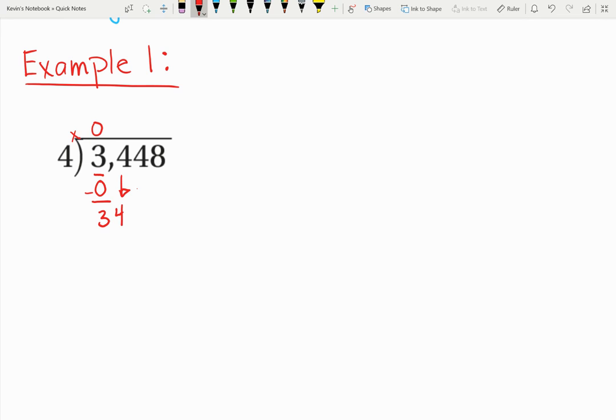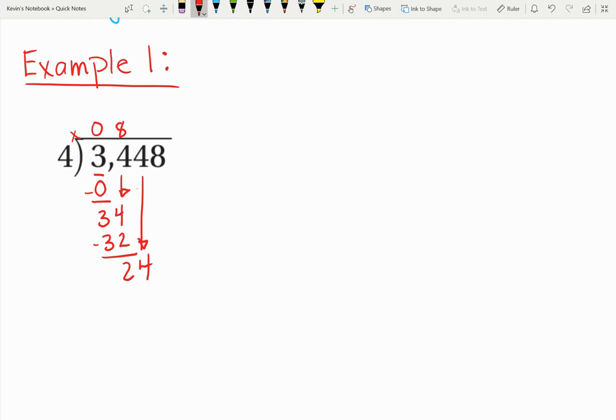So once you bring down, remember, we repeat the whole cycle over. So then we just go back. 34 divided by 4 is about 8. Now remember, it's not always going to be perfect, but you want to be at the number or just a little bit under your number here at the bottom. So that's going to be 8. And then you do 8 times 4 is 32. Subtract 2.